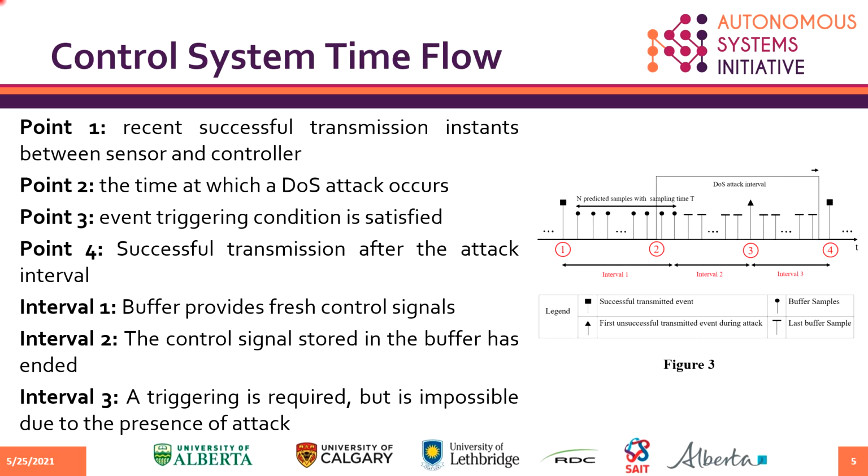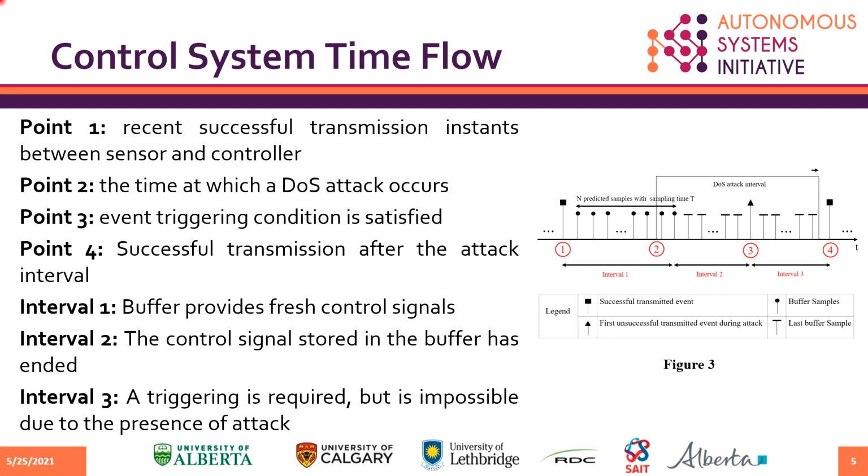Control system time instances are provided in figure 3. In this figure, point 1 is the successful transmission instance. At this point, the controller receives the sensor measurement and uses it to build the stack control vector and send it to the buffer. The actuator will continue to receive the control signal from the buffer over the finite time sequence. After that, the actuator signal is kept constant until the next successful triggering.